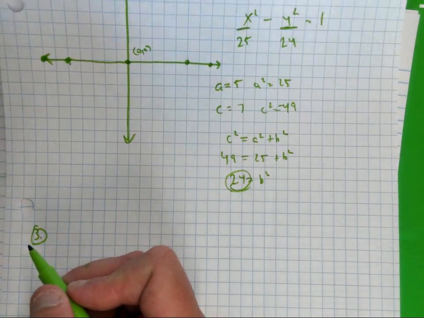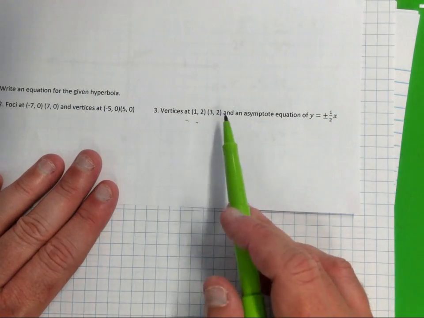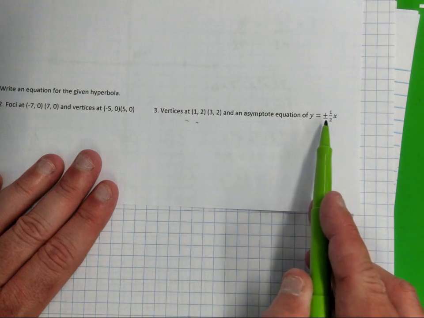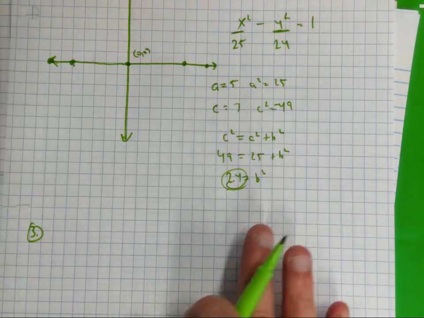Alright, let's look at number 3 on this paper. It says the vertices are at 1, 2 and 3, 2, and an asymptote equation of y equals plus or minus 1/2 x. We can use this to help us find A and B. Okay, so let's graph this. Number 3.